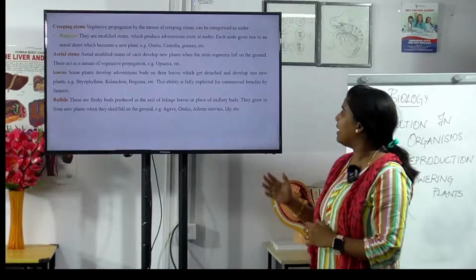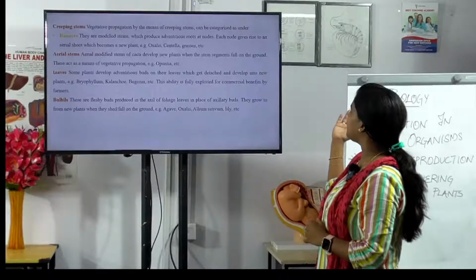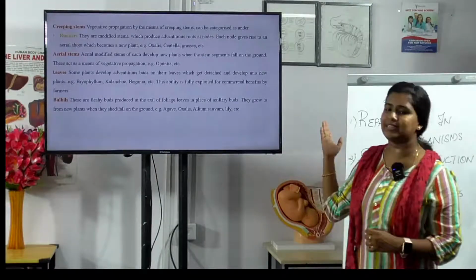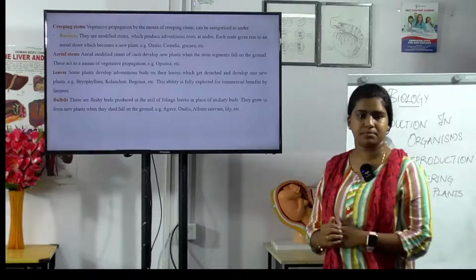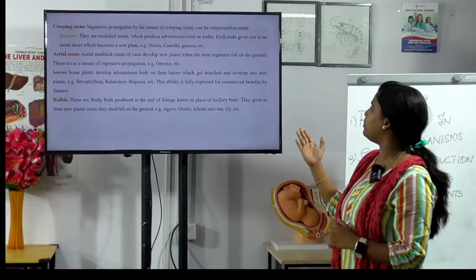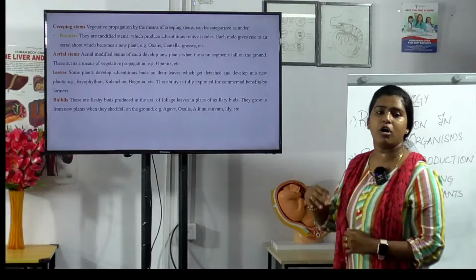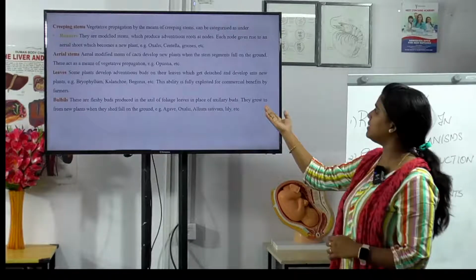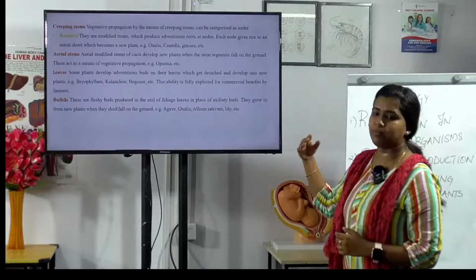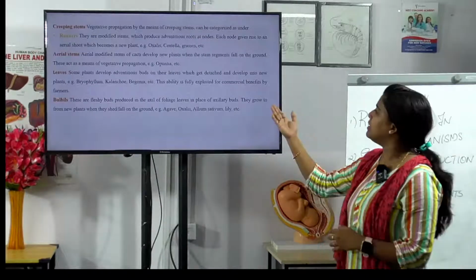Aerial stem of a cacti develops into a new plant when the stem segments fall on the ground. When the stem segments fall on the ground, a new plant rises, for example Opuntia. And the next is leaves. Even from leaves, a new plant will arise. Some plants develop adventitious buds on their leaf, which get detached and develop into new plants, for example Bryophyllum. This ability is fully exploited for commercial benefit by the farmers. They are useful in farming.